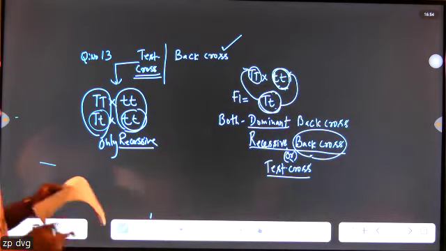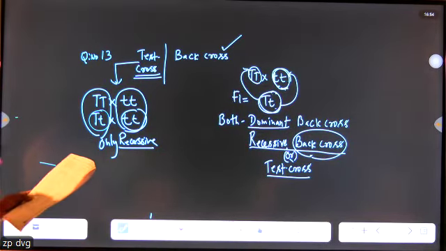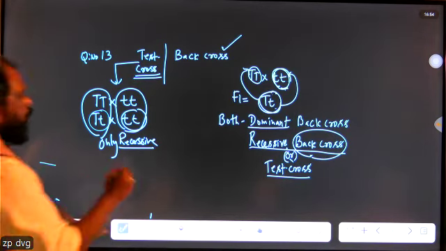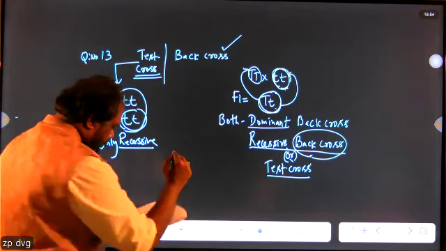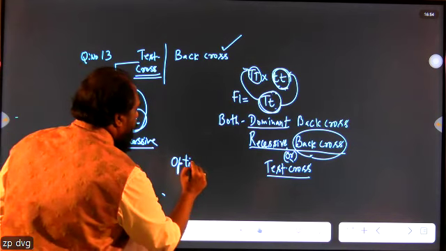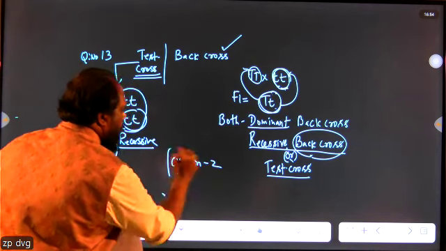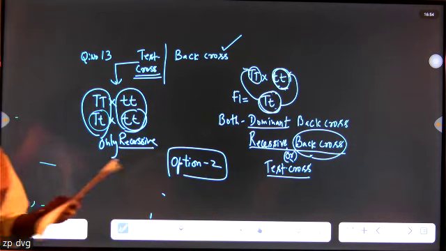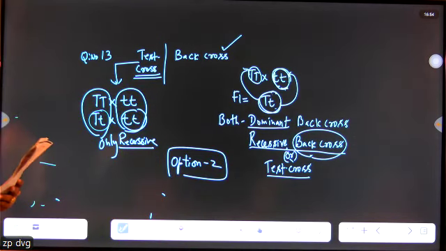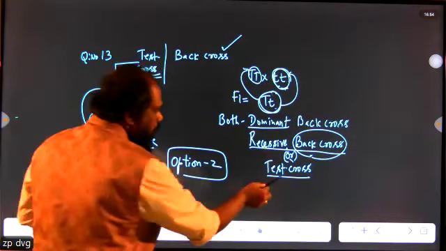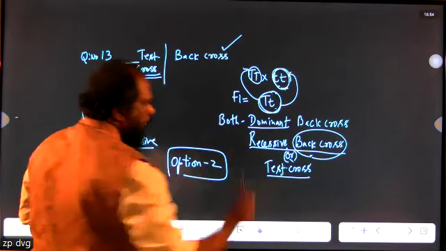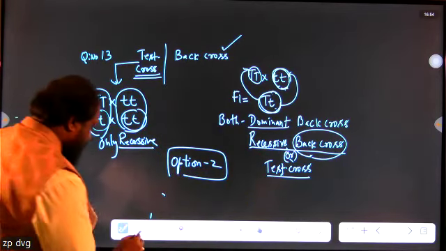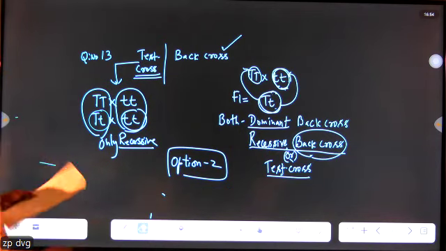Clear? So, which is the correct option? Option 2. Each test cross is a back cross. So, for question number 13, option 2 is the correct option. What does option 2 say? Option 2 says each test cross is a back cross. Look at that. Can we go to the next question?